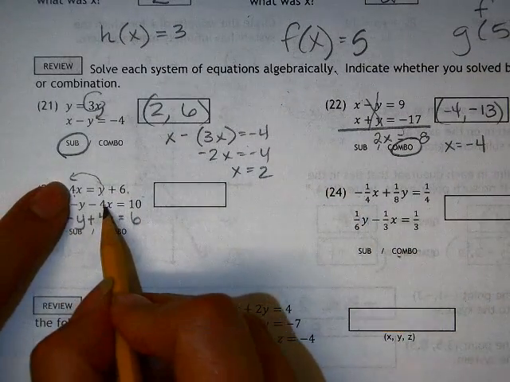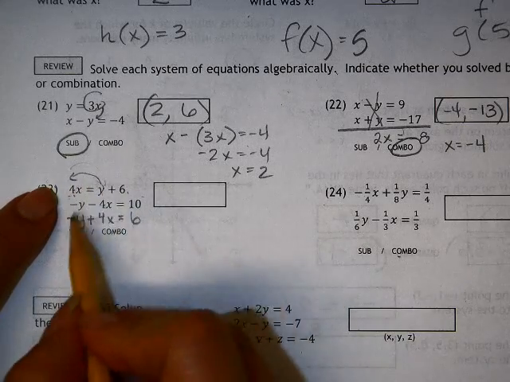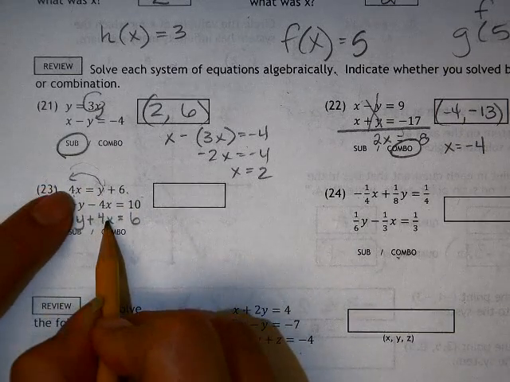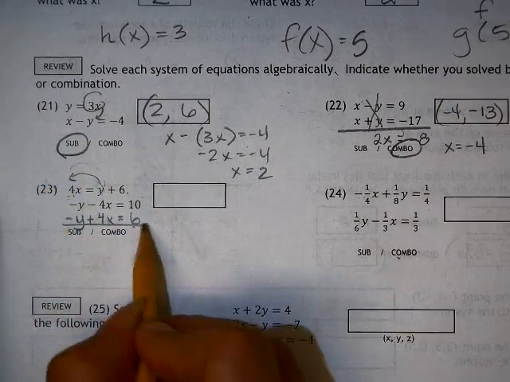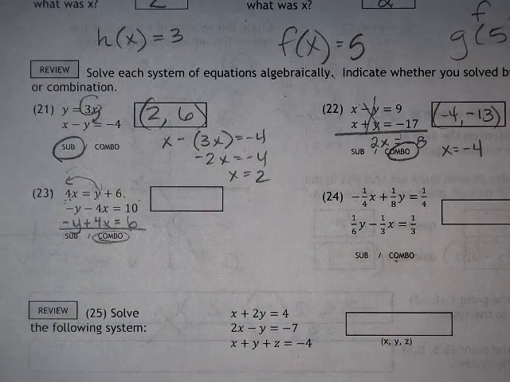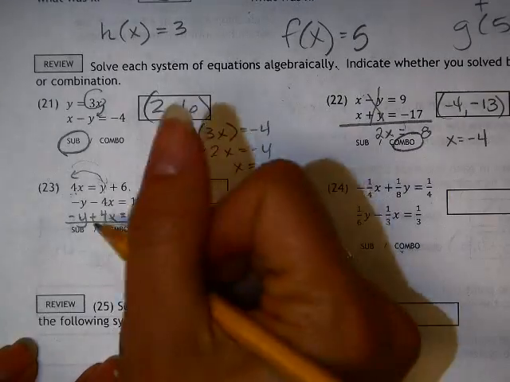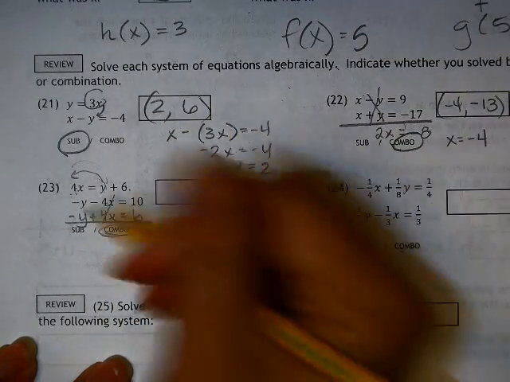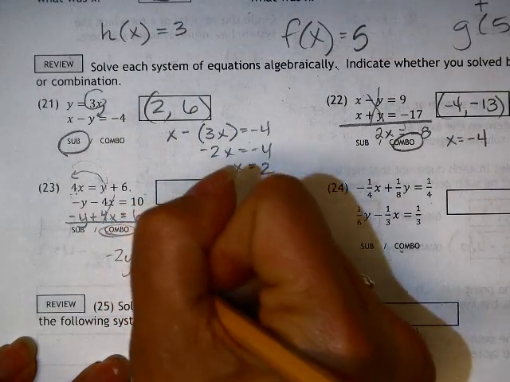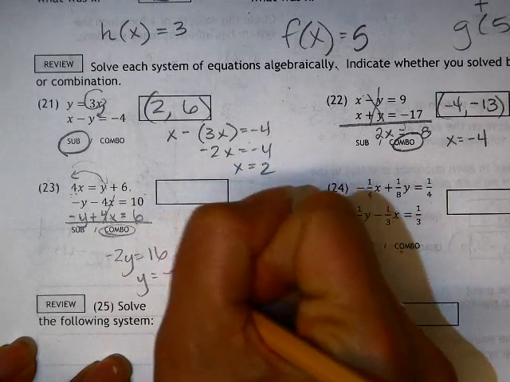So I saw that these were already opposites of each other. So if I move the y over, it becomes a negative. This stays a positive, and then that's a 6. So I'm going to go ahead and use combination. You easily could have used substitution. You really kind of could do either one on this one. Those cancel out beautifully, but this leaves you a negative 2y equals 16. So y is equal to negative 8.